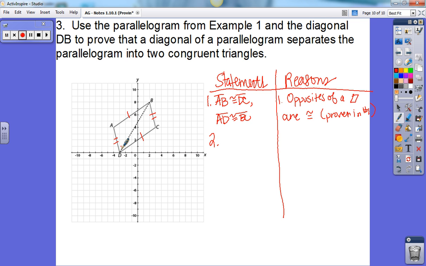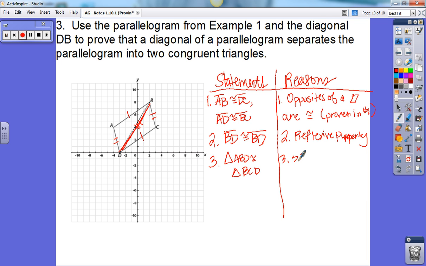Alright, the second thing I can say is I can actually say that BD is congruent to itself. Does anybody remember what that's called when a segment or angle is congruent to itself? If you recall, that's called the reflexive property. Sorry about that. Alright, and now we've got actually all 3 sides, so I can prove that those 2 triangles are congruent. So triangle ABD is congruent to triangle BCD by side, side, side.